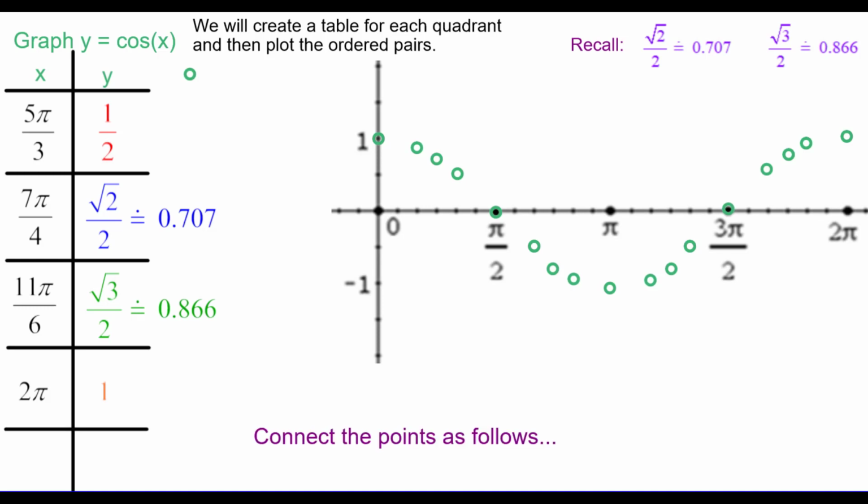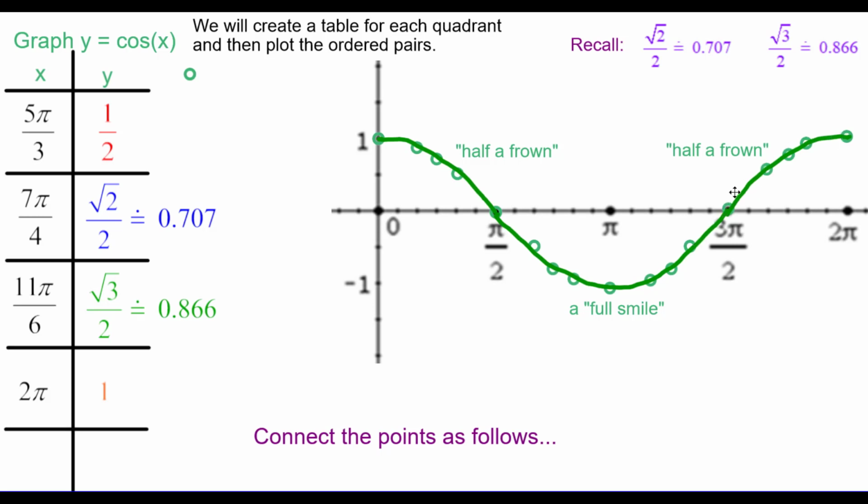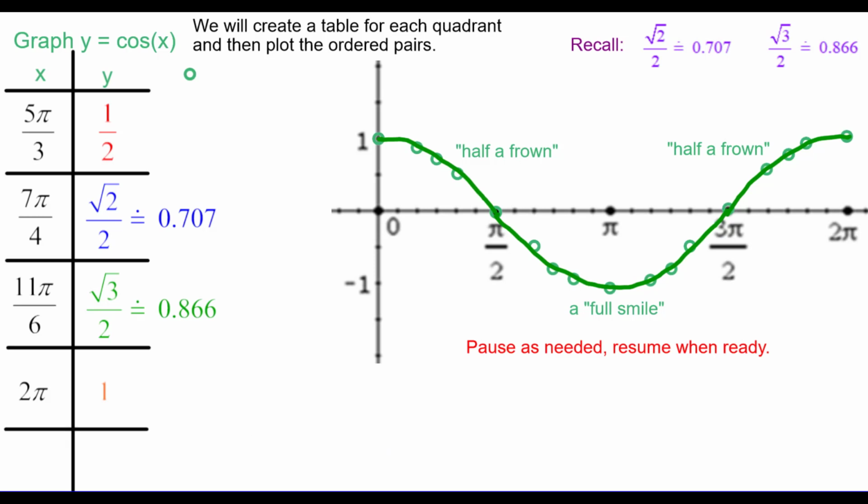So go ahead and connect the points as follows. Go ahead and follow along with me. In the first quadrant, we'll do it like half of a frown. In the second and third, we'll make a full smile to connect them. And in the fourth quadrant, the other half of that frown. Pause as needed. Resume when you're ready.